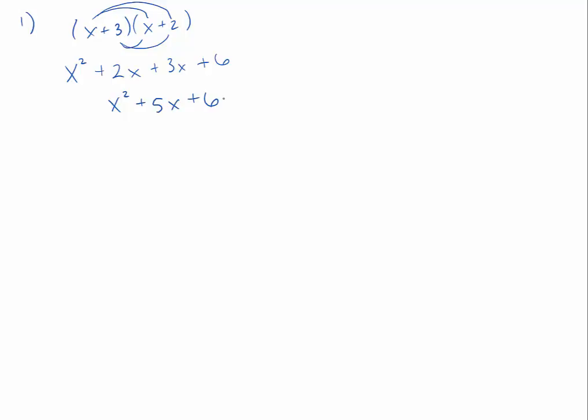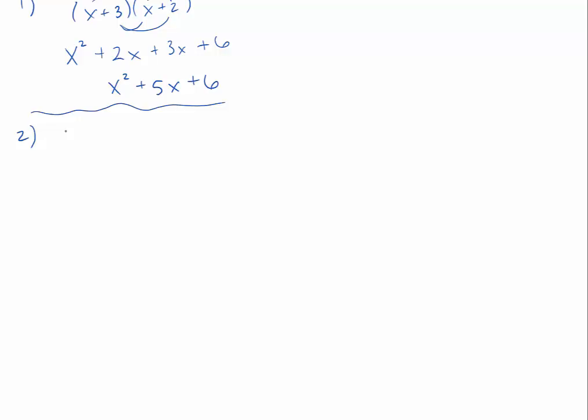That's number 1. All right, so moving on to number 2. We have x plus 5 times x minus 1.